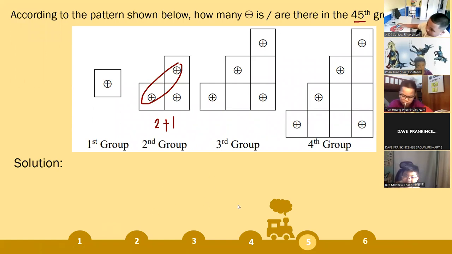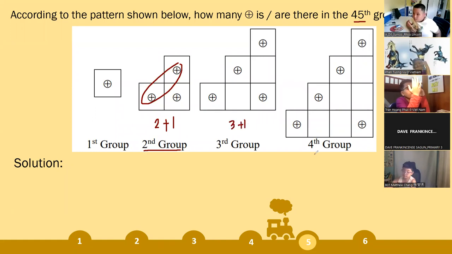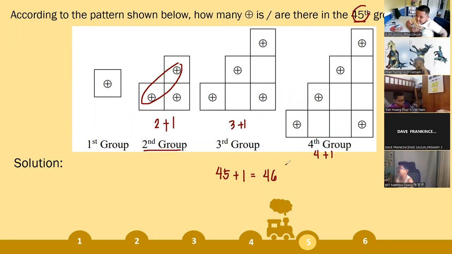Teacher. Okay, let's continue. So you have here, to get the number of circles in the 45th group, as you can see in the pattern, you are just adding one to the group. So 2 plus 1, here we have 3 plus 1, 4 here, and 4 plus 1. So on the 45th group, that would be 46. 45 plus 1, that's 46.